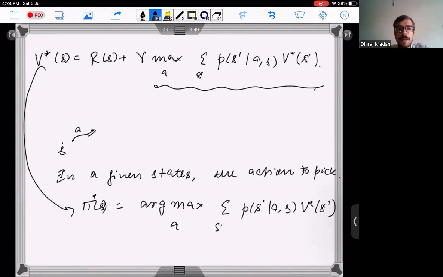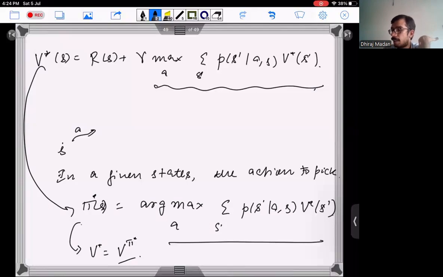And if you know the optimal policy, you can go back to the optimal value function, because your V star is then nothing but V of pi star. If you know the optimal policy, you can determine the optimal value function using the same set of Bellman equations for a given policy. If you know the value function, you can determine the optimal policy using this argmax, because in V star you are going to pick this action. So this is also the optimal action.